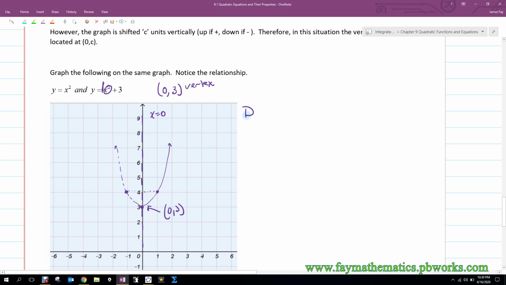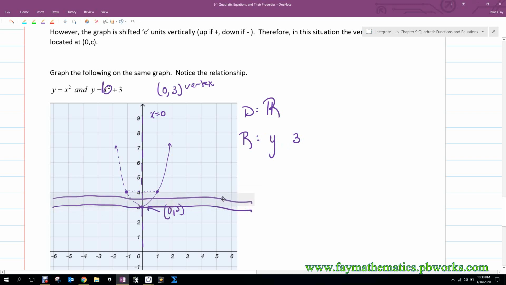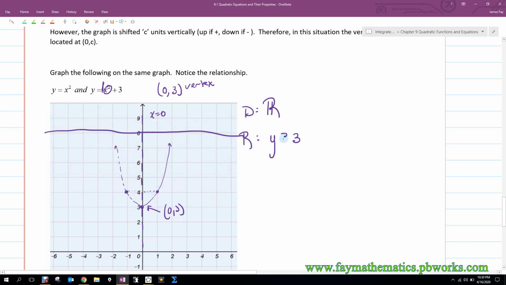Okay, let's talk about the domain. Domain, all real numbers. That's a given, always going to happen. Okay, the range, let's think about this. What's the first y value that that horizontal line comes in contact with? The first y value that it comes in contact with is 3. So my range starts at 3, y values that are starting at 3, and then we see that we also have y values that are bigger than 3. So we're looking at y is greater than or equal to 3.